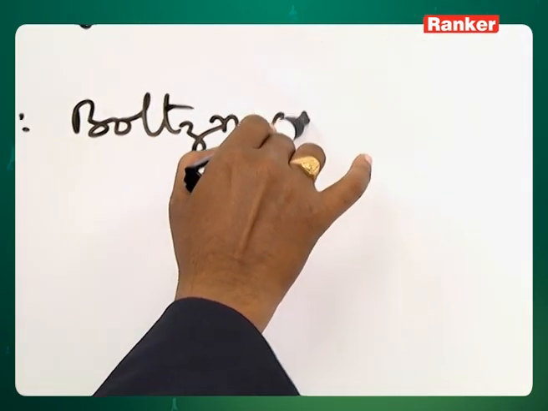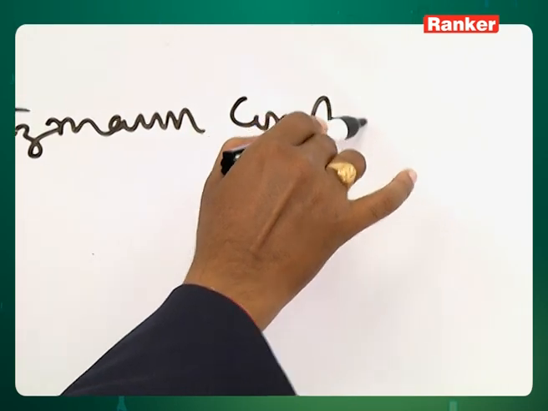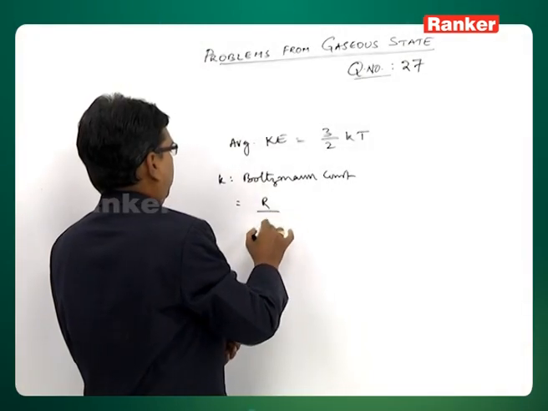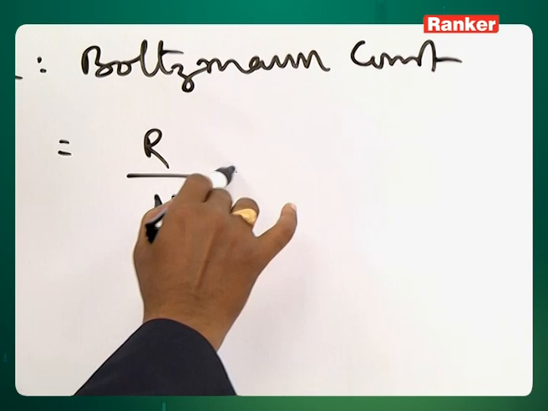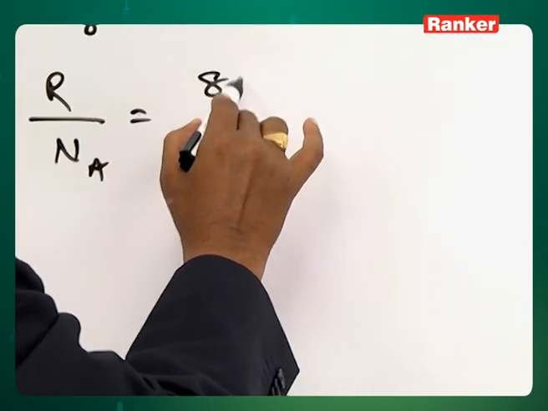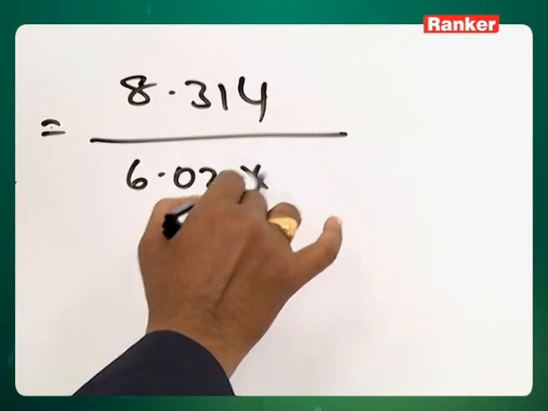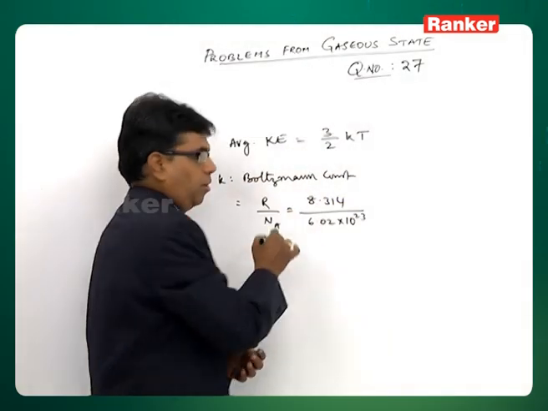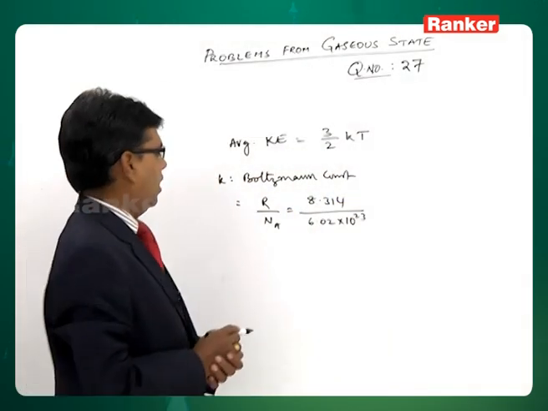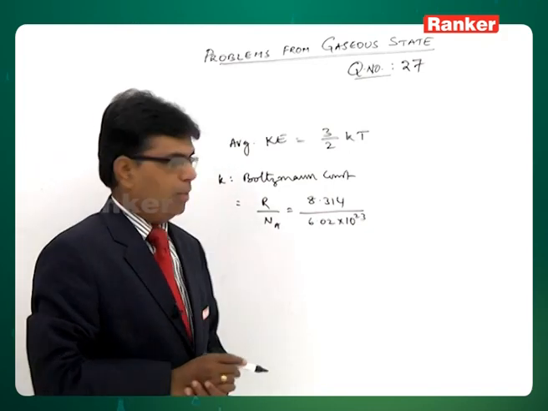K is the Boltzmann constant, which is R by N. If you take R in joules, it is 8.314 by 6.023 into 10 power 23. R is the constant per mole, K is the constant per atom. That is the only difference.